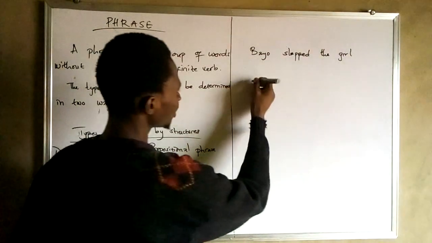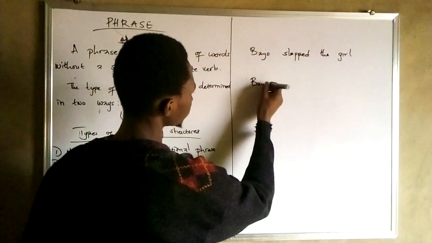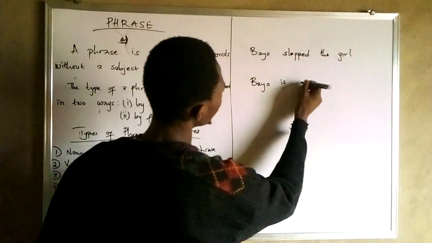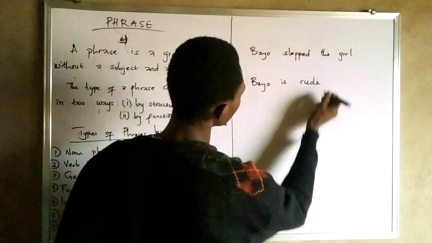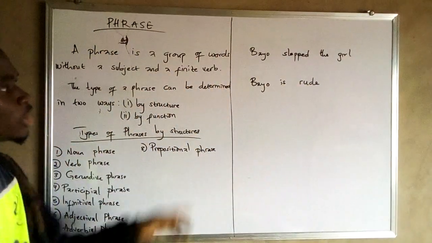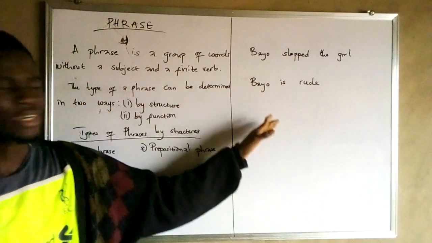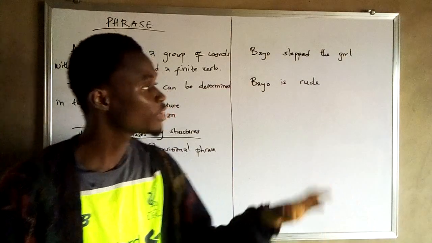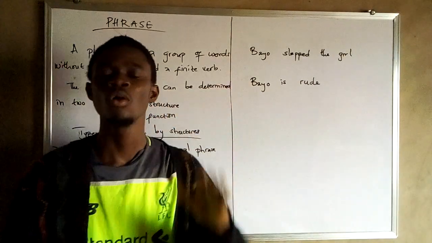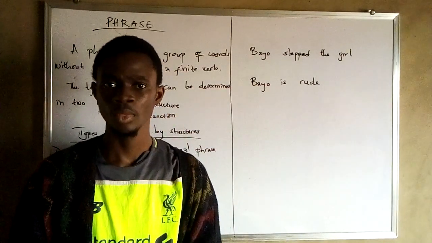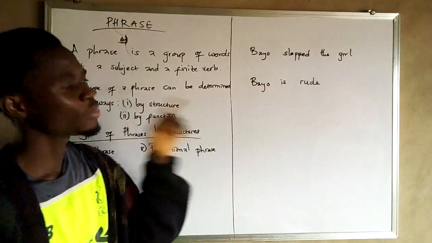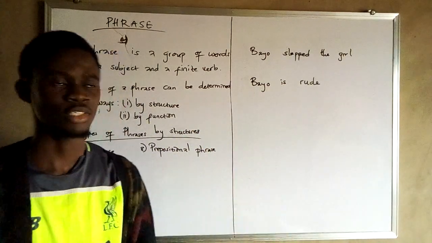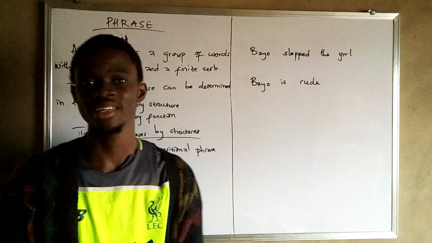Now, if you should have something like this, Bayo is rude. Here we are having a verb, but the verb is not expressing an action. This is the reason why we have two definitions of a subject. Sometimes a verb performs or expresses an action, and sometimes a verb may not express an action.